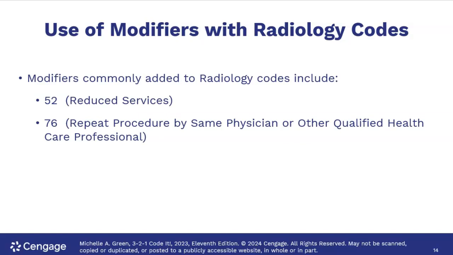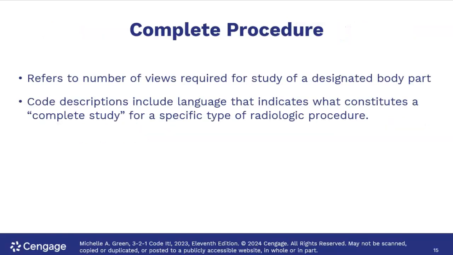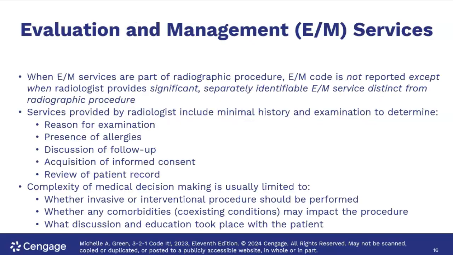Modifiers used with radiology codes, or you're going to have possibly reduced services. This could be if they did an x-ray and it says 2 views, but let's say that they only had to do 1 view. So we're going to put a 52 on there and not charge as much. 76, repeat procedure. Complete procedure, this refers to the number of views required for study of a designated body part. So they did the whole thing, all right?